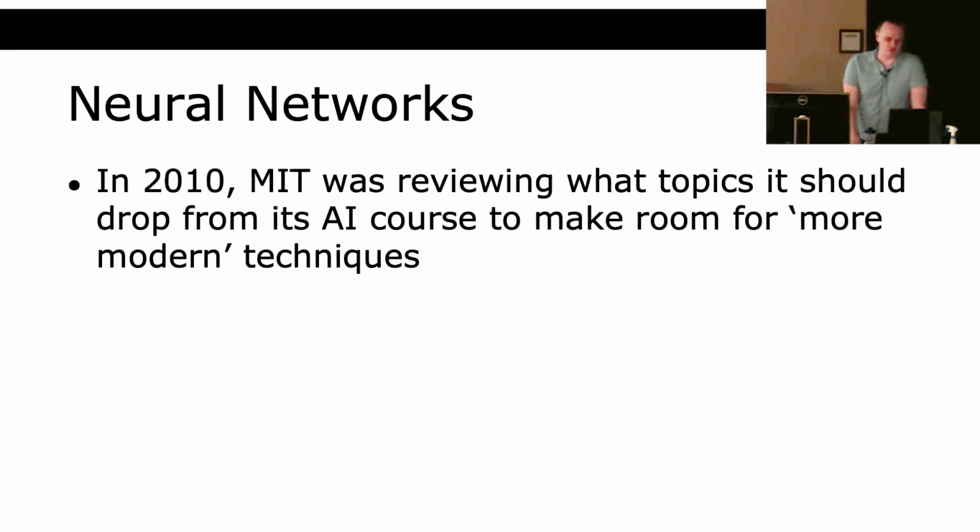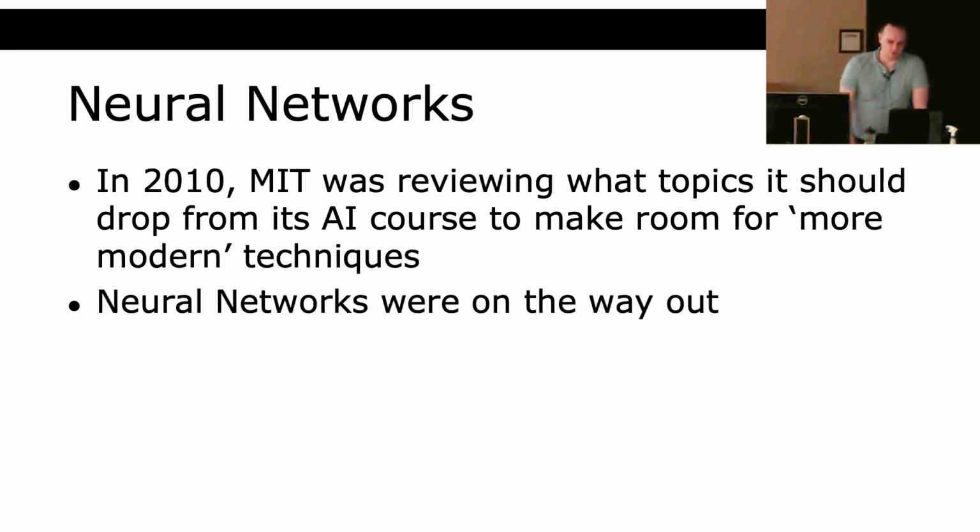And the prof was saying that in 2010, MIT was reviewing what topics it should drop from its AI course to make room for more modern, and not only more modern, but more effective techniques. And it turned out that neural nets in 2010 were about to be dropped from the MIT Intro to AI course. Now, a bunch of stuff had been done with neural networks. They've been around since the 70s, 80s, 90s. They've been really great for image classification, especially handwritten digits. So they had some success.